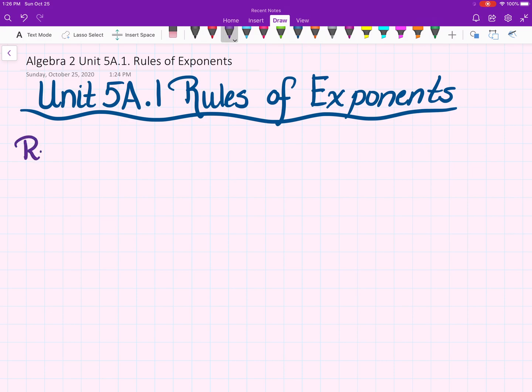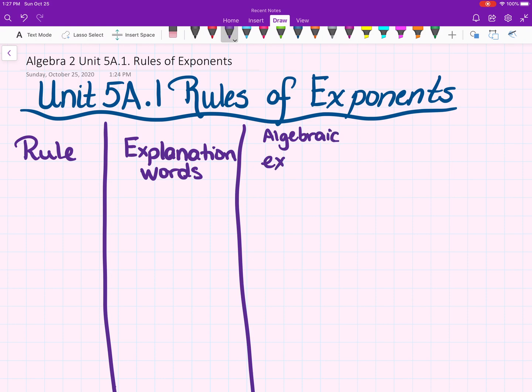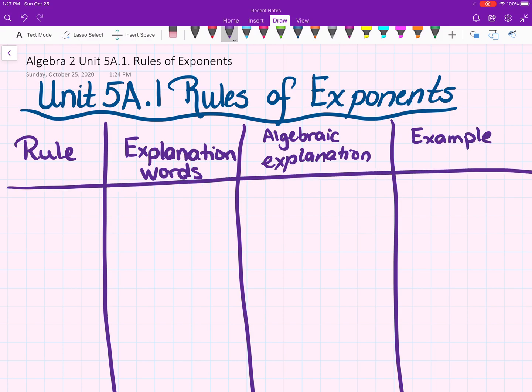The rule we're going to be looking at, the different rules, and this is the table. We're going to do an explanation in words, then an algebraic explanation, and then we'll do an example. And then I'll work through the problems that are on the notes. Okay? These are things you did in Algebra 1 already, so this is just going to be a quick review so that we can get into some of the Algebra 2 concepts.